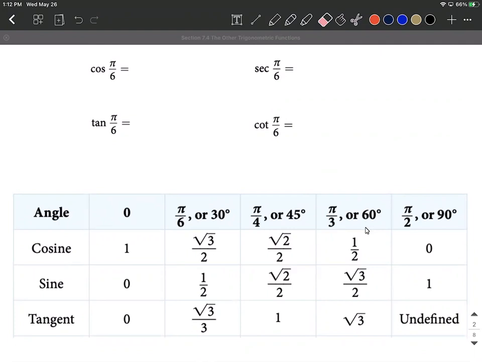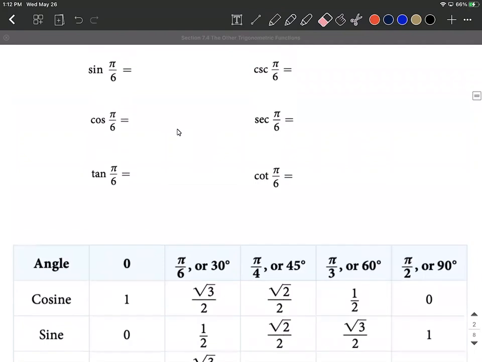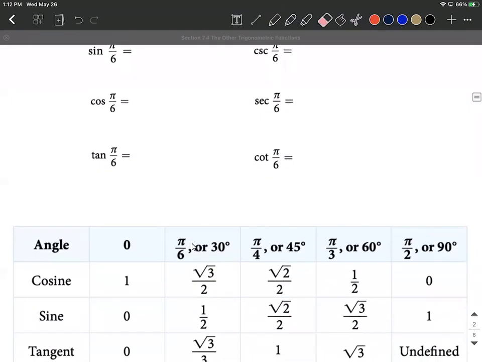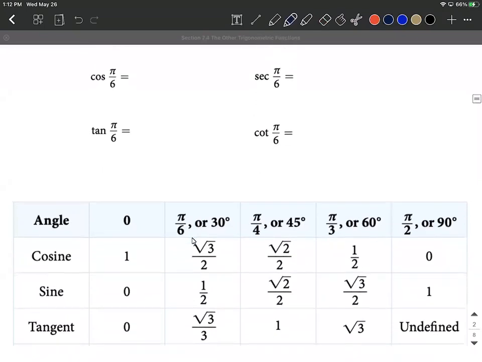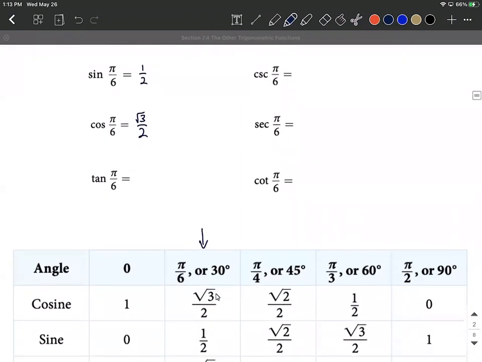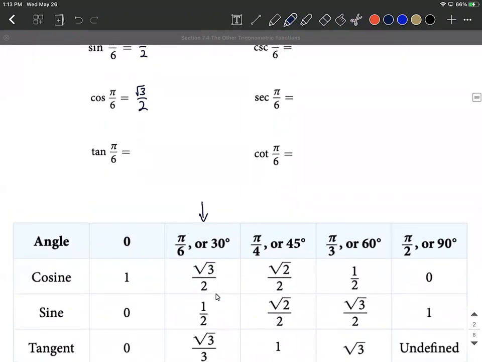As we get going on this, let's go ahead and use this chart to evaluate sine of pi over 6, cosine of pi over 6, and tangent of pi over 6. So for this, we're looking at this column. And we can say, well, cosine is going to be square root of 3 over 2. So kind of fill in up above here with each one of these values. Sine is going to be 1/2. And then we can also go ahead and say that tangent is square root of 3 over 3.